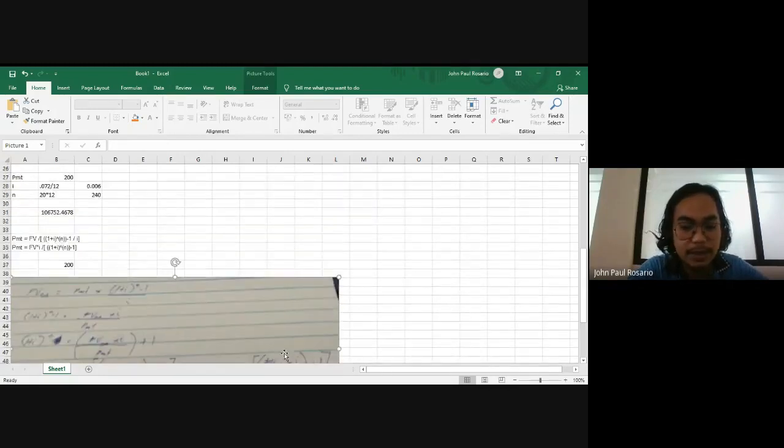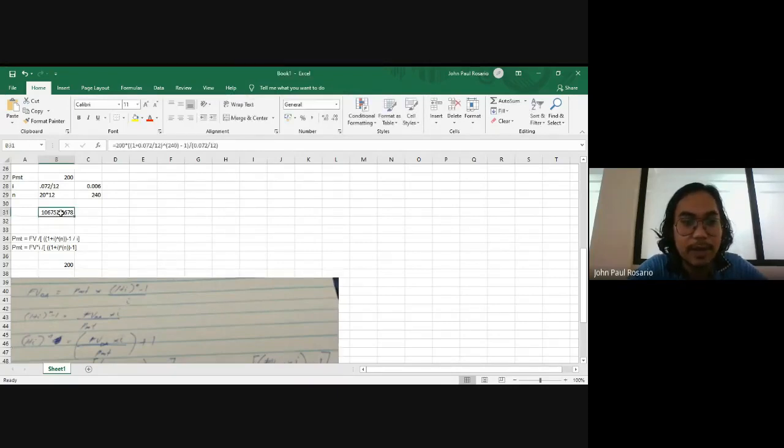That's 106,752. So let's just try this with four decimal places so it's a bit more accurate. 0.4678 over payment is 200. Oh, I forgot the times on top. So times our i is 0.072 over 12. So over 200.